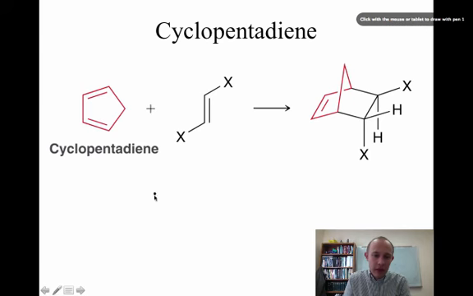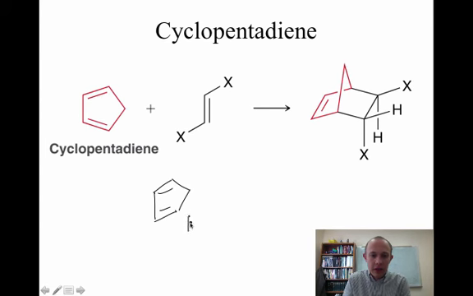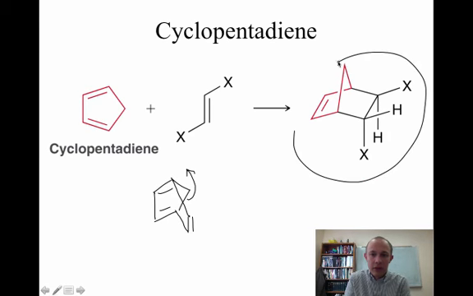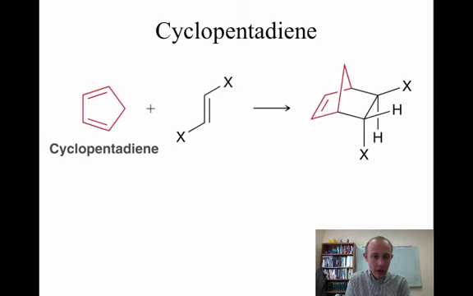So if you have your dienophile that's coming in underneath, it's going to push this group up as it forms a bond here, and as it forms a bond here, you're going to push this group up to get what's called a bridged bicyclic system.